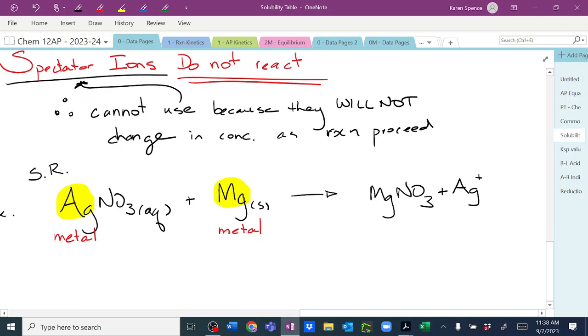Yes. I don't have enough NO3 minuses. Where? In the products. Well, I've only got one in the reactant, so I only need one in the products, right? No, why not?